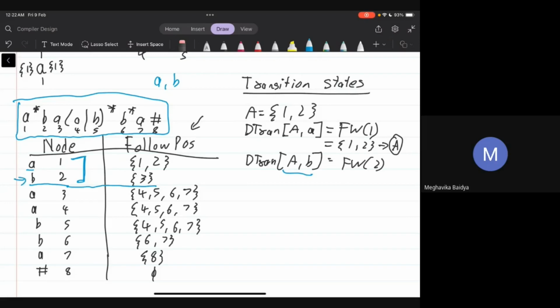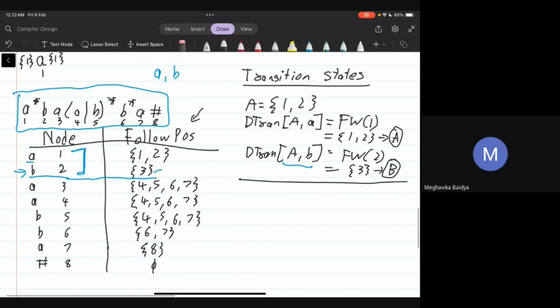So for 1 comma 2 and B, we found out that this second row is matching, which is 2 B, and the followpos of 2 is 3. So you will write followpos of 2 equals 3. And since this has not occurred before above, we'll write this as a new state B. Okay, and now we go to our next transition.